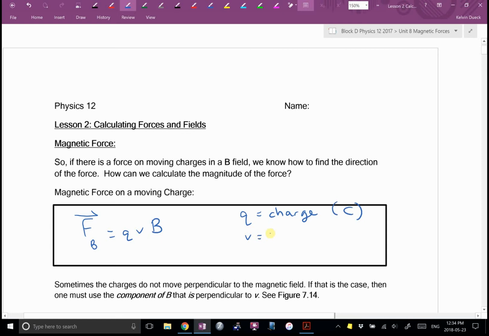V equals the velocity in meters per second. If you go faster, you're cutting through more magnetic field lines per second, and so you'll feel a bigger force of deflection because you're going through more of the field in 1 second than if you're going slower. And it makes sense that there is a B there. That is the B field. That's my abbreviation for magnetic, and that's in Teslas. A stronger magnet would apply a bigger force.